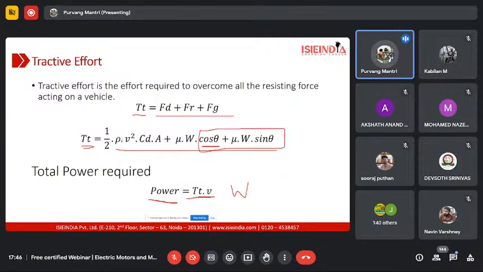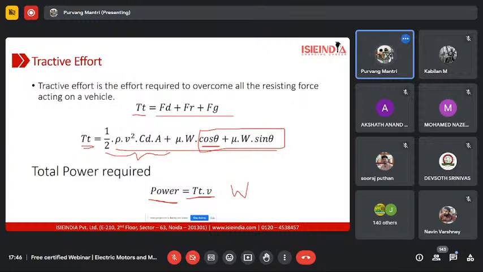Okay. And in that case, drag force is very important because your race car is going to be driven at high speeds. It can be 80 kmph, it can be 120 kmph, whatever speed you desire for that vehicle to go. You definitely need to consider drag force in that condition.